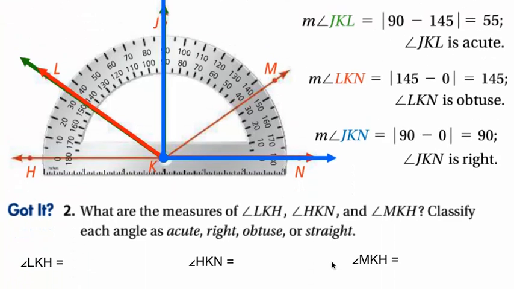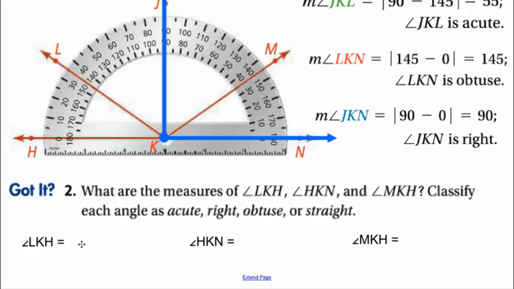So here's a chance for you to try a couple of these using the same exact letters in this protractor. Find the measure of LKH, HKN, and MKH. Go ahead and pause the video and I'll give you the answers when you come back. You should have had for angle LKH 145, for HKN 180, and for MKH 145.